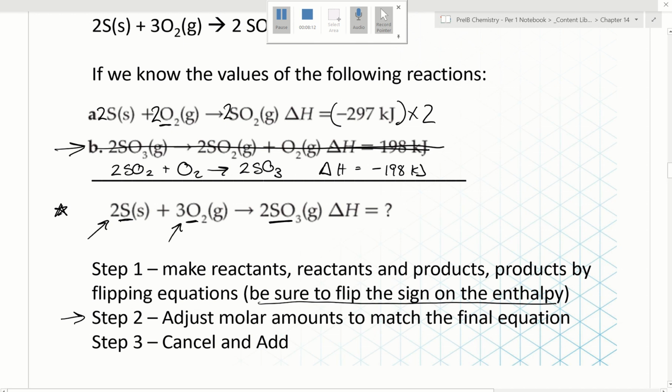I have 3 oxygens here. If I look, I have 2 oxygens here, and 1 down here makes 3, so I'm good. And then I have 2 SO3s, and there's 2 SO3s, so I'm good there. The last step here is to cancel. Now, anything that is on the opposite sides of the arrows can cancel from one another. So if I look here, I can cancel 2 SO2s and 2 SO2s. They're on opposite sides of the arrows, which means they cancel out.